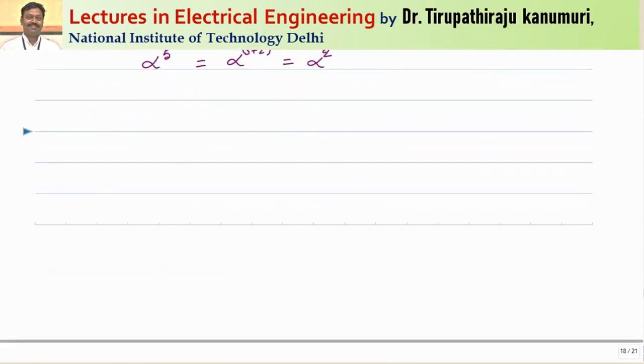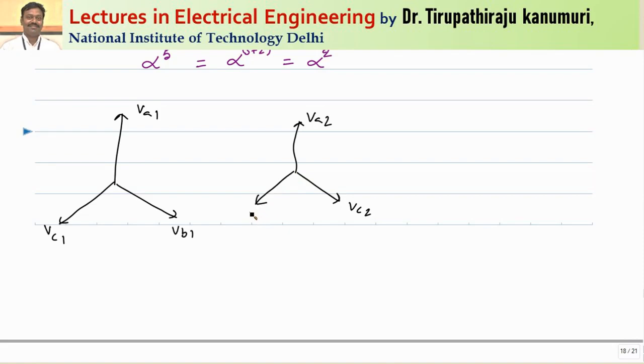So let us see how to represent the components in terms of my basic components. I am representing the positive, negative and zero sequence components here. So this I can write as VA1, this is my value of VB1 and this is my value of VC1. Similarly for the negative sequence component, this is my value of VA2, this will be my value of VC2 because it is an opposite sequence, and this will be my value of VB2. Similarly the zero sequence components: this is VA0, this is VB0, this is VC0.